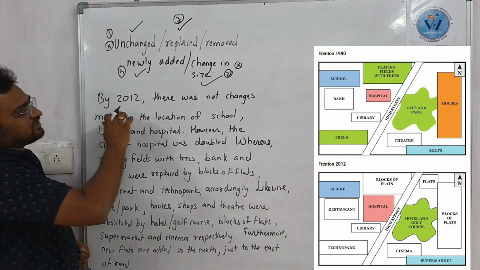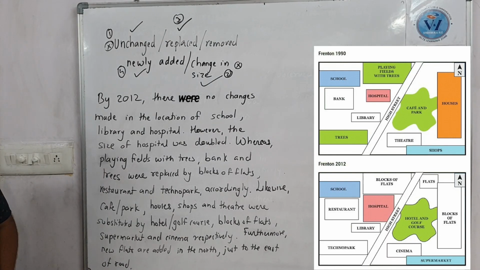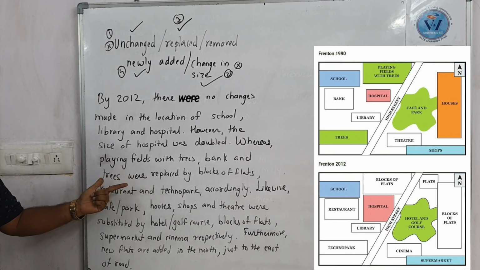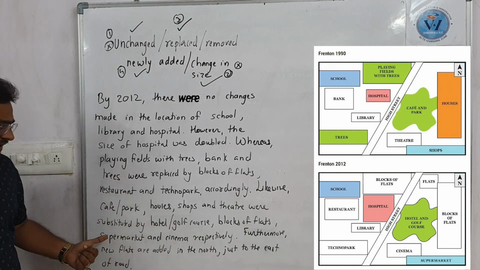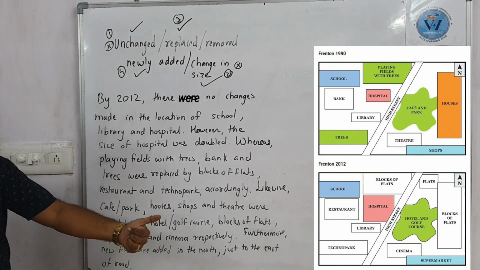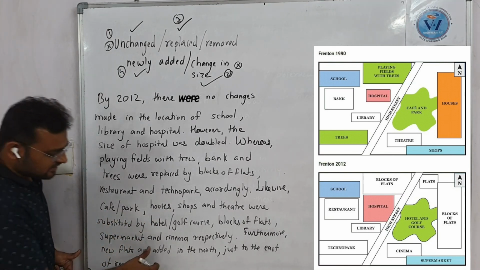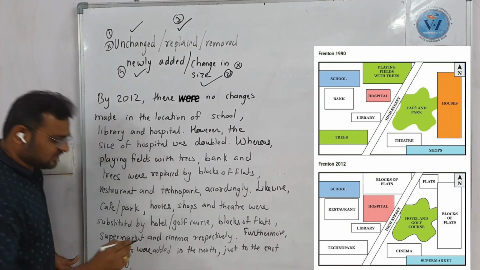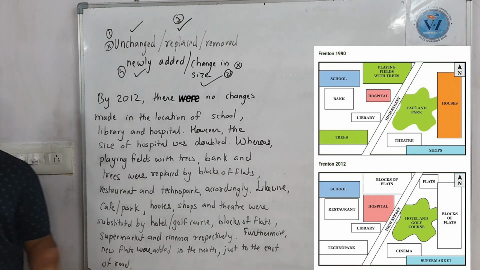Make these few changes. There were no changes made in the location. Okay, the size of hospital was doubled. Playing fields, banks, and trees were replaced by the restaurant and techno park accordingly. Likewise, cafe, park, houses, shops, and theater were substituted by hotel, golf course, blocks of flats, supermarket, and cinema respectively. Furthermore, new flats, it's not are, were added in the north just to the east of road. Now note it down.